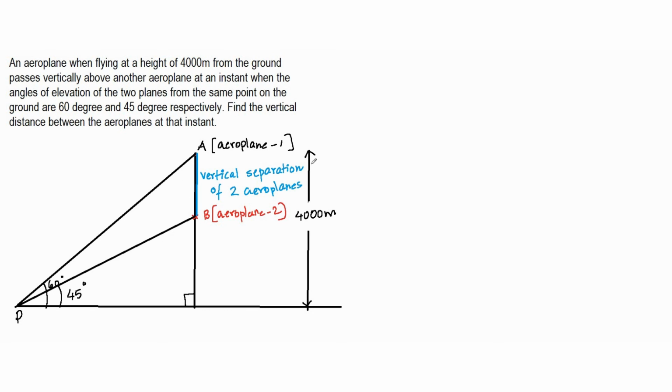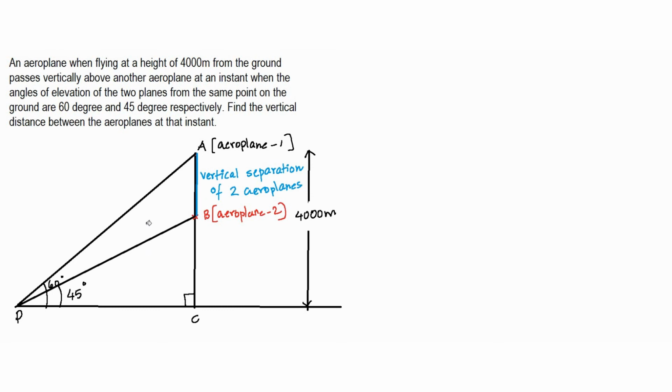Now I know that the complete height is 4000 meters. So if somehow I can find the length of BC, then from 4000 I can subtract BC to get the vertical separation of the two aeroplanes, right? That is how I'm going to think about this particular problem. So if I want to find the length of BC, then if I know the length of PC, it would help me, because then I have a 45-degree triangle, I can easily find it. So let me first find the length of PC.